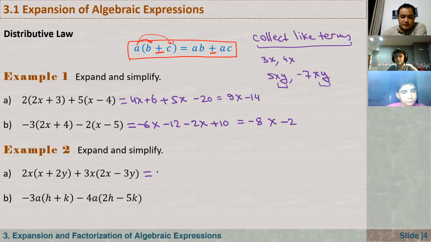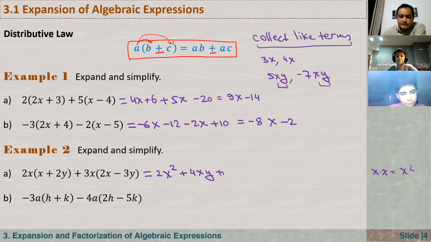2x times x plus... so it's 2x squared, right? Because x times x is x squared, right? Plus plus 4xy.